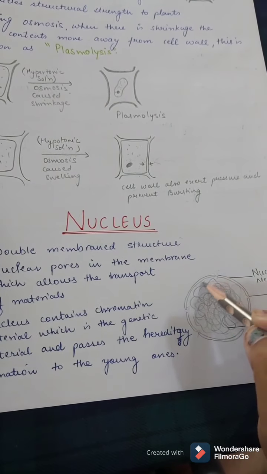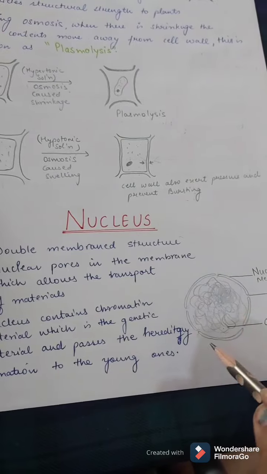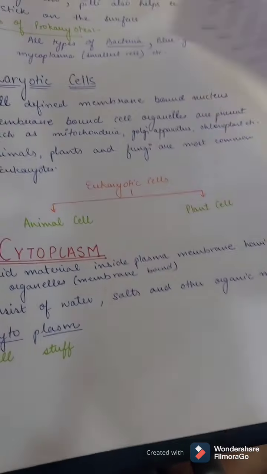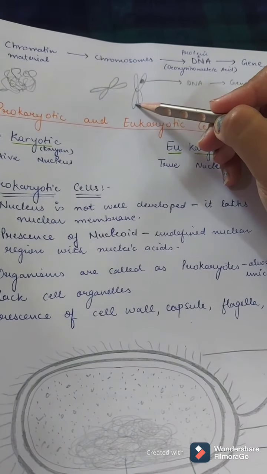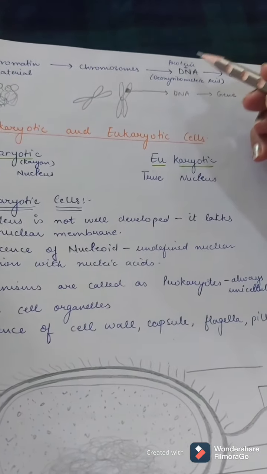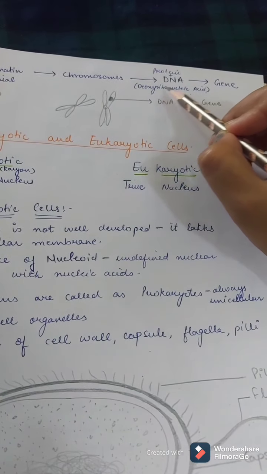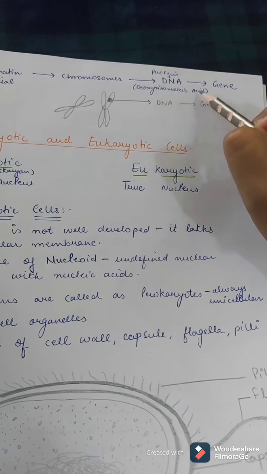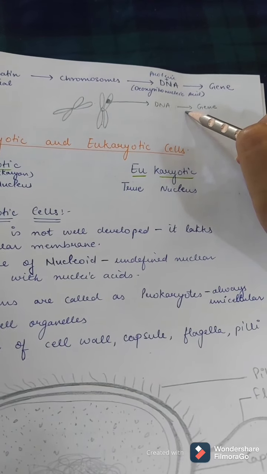Also, there is chromatin material, which is a genetic material that passes the hereditary information from the parents to the young ones. The chromatin material is composed of several chromosomes. These chromosomes are composed of protein and DNA. DNA is deoxyribonucleic acid, and the main functional unit of DNA is a gene.